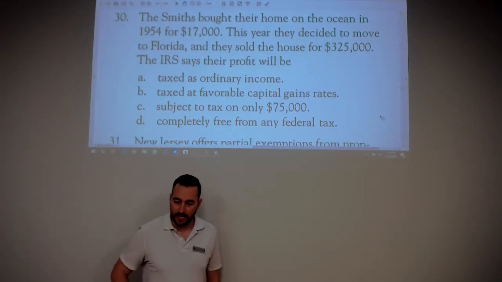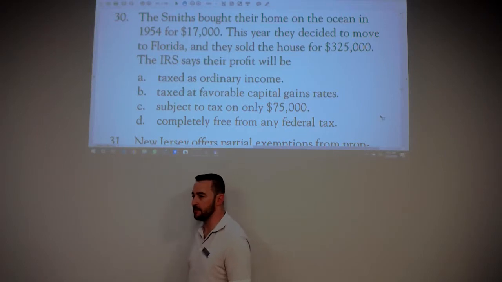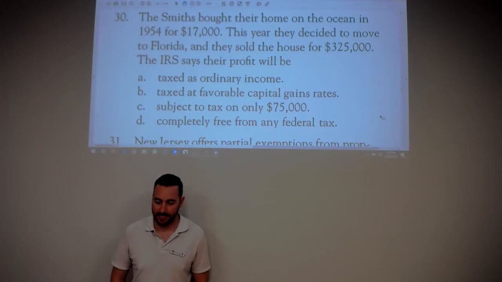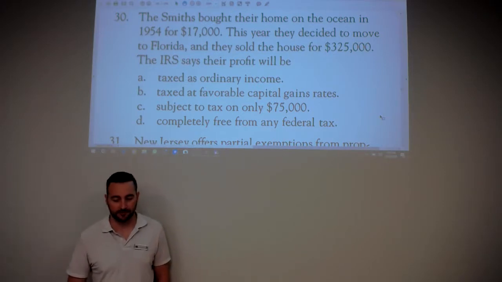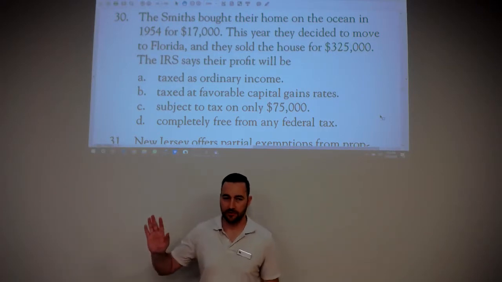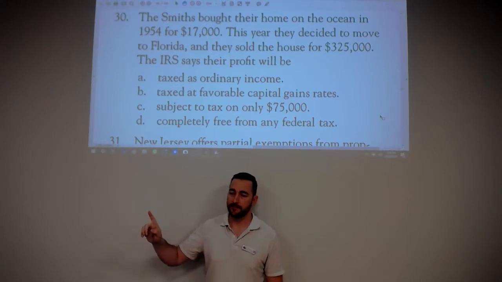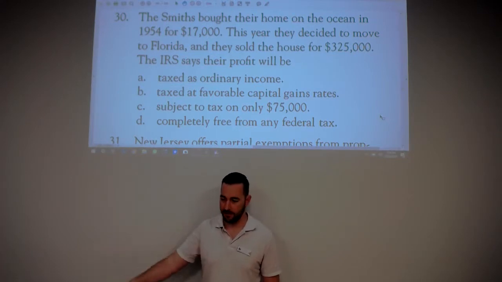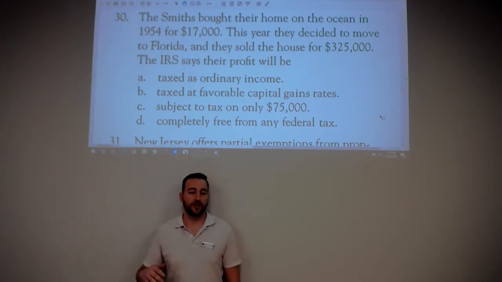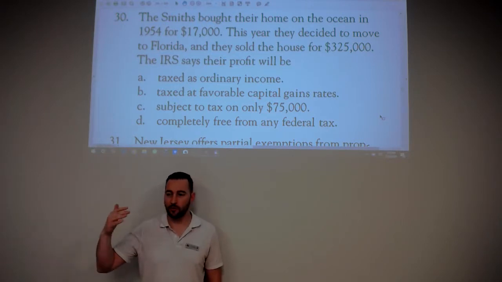It says the Smiths bought their home on the ocean in 1954 for $17,000. This year, they decided to move to Florida, and they sold the house for $325,000. The IRS says their profit will be, and before you answer, let me break down this question real quick. The Smiths, that means? Married. Keyword right there, married. They bought it for $17,000. They sold for $325,000. Remember that, because you have to know what's the profit.